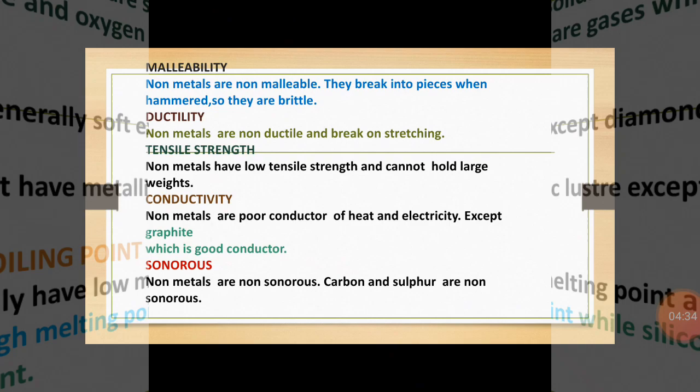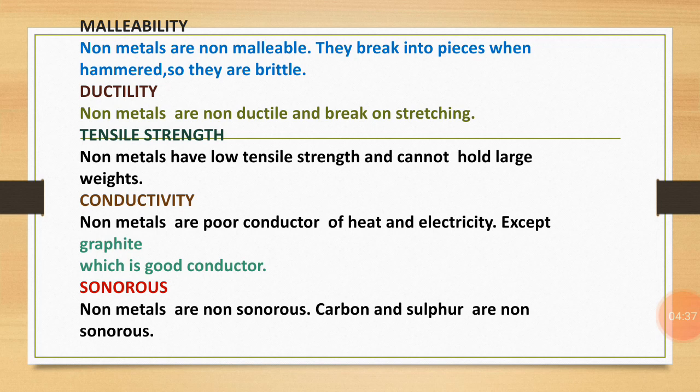Next is about malleability. I have told you about that. What is malleability? The property, I told you yesterday, by which metals can be beaten into thin sheets is known as malleability, and I gave you the example of gold and silver. These are examples of the best malleable metals. But what about non-metals? Non-metals are non-malleable, meaning we are not able to convert them into thin sheets. They cannot be beaten into thin sheets, and when you hammer them, they break into pieces. So they are brittle. So this is about the non-metals.